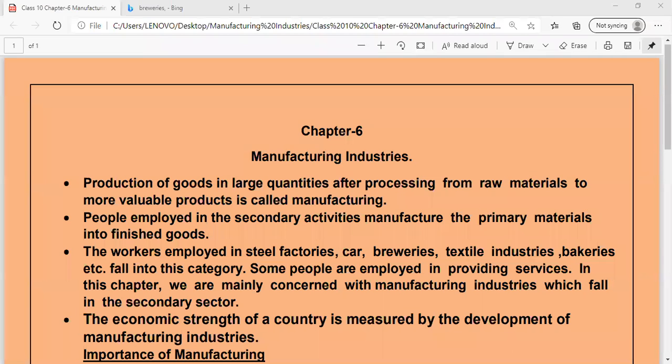Today, we are going to learn a new chapter from Geography, Chapter 6 Manufacturing Industries.